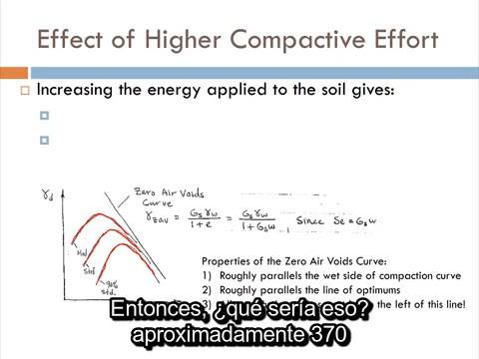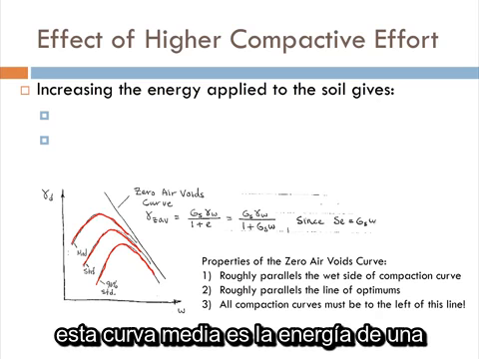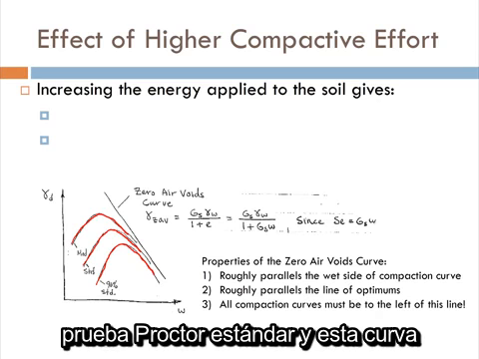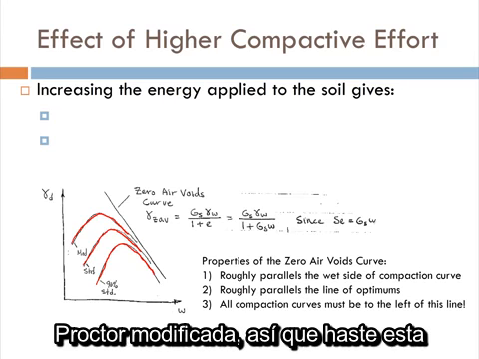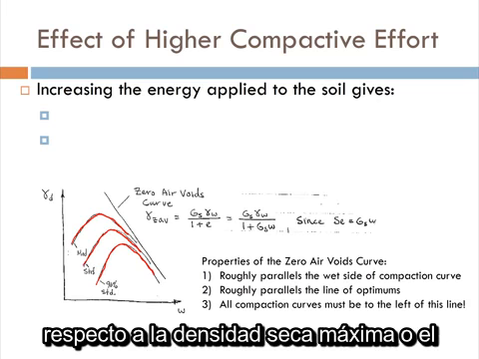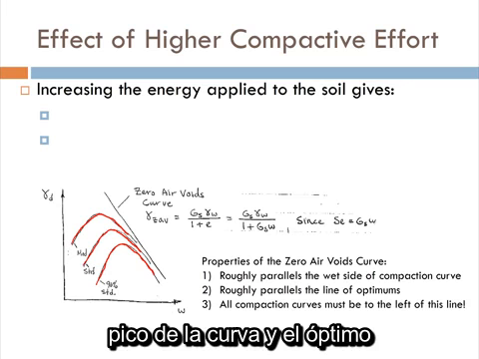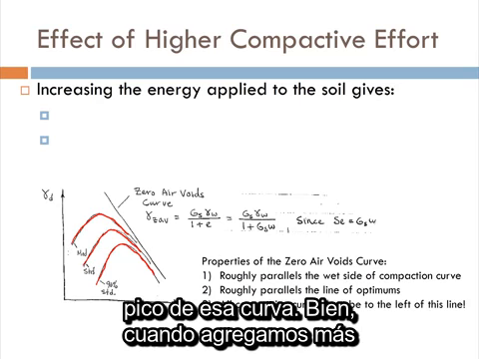So what would that be? Roughly 370 foot-pounds of energy per test. And then this middle curve is the energy from a standard Proctor test, and this upper curve is the energy from a modified Proctor test. So ask yourself this question: what trend do I see with regard to maximum dry density, or the peak of the curve, and the optimum moisture content, or that's the moisture content associated with the peak of that curve?